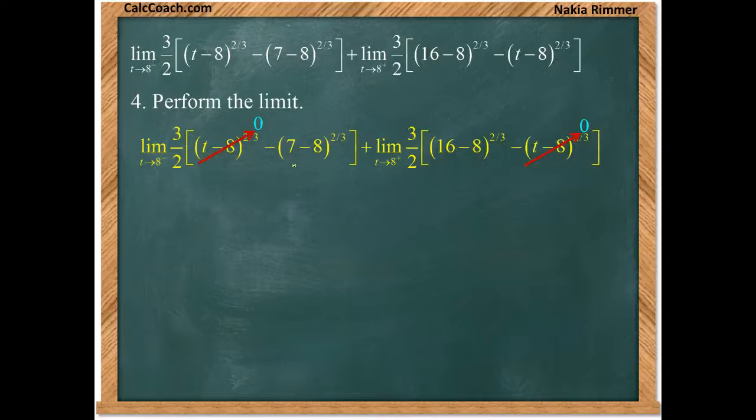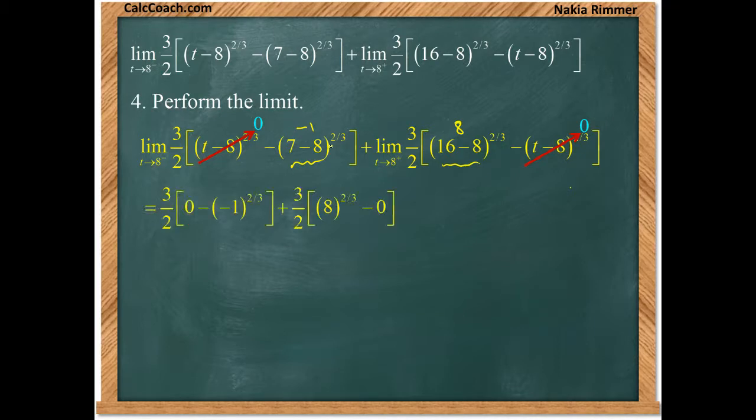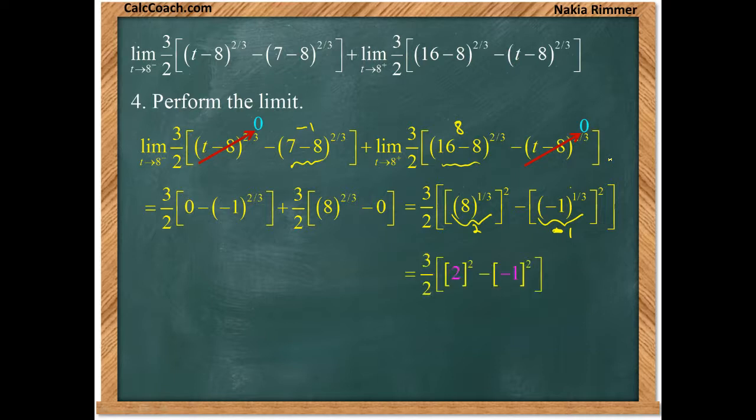Now let's deal with what's left. We have the 7 minus 8 and the 16 minus 8. These guys are raised to the 2/3 power. So 7 minus 8 is a negative 1, and 16 minus 8 is an 8. And so negative 1 to the 2/3 can be thought of as negative 1 to the 1/3 and then squared. 8 to the 2/3, take it to the 1/3 and then square it. By doing that, we can see that 8 to the 1/3 is a perfect cube, that's a 2. And negative 1 to the 1/3 is a perfect cube, that's a negative 1. And then we're going to square these guys. We'll take 2 and square it and take negative 1 and square it.